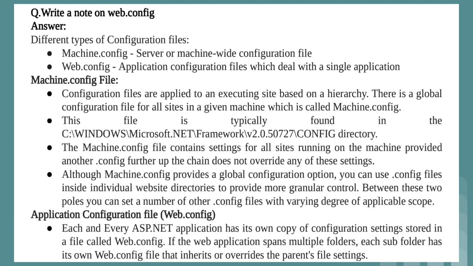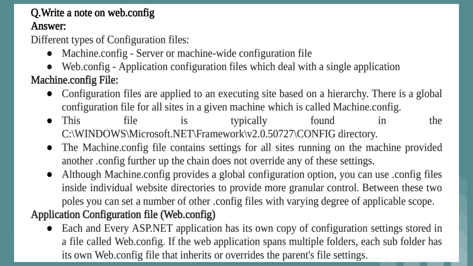So the first file is the machine.config file. Configuration files are applied to an executing site based on hierarchy. There is a global configuration file for all sites on a given machine, called machine.config. Suppose we are working on one project, and all the projects of a specific company are stored in a server. If you want to make configuration settings for all the projects stored in a server or a particular system, then we make use of the machine.config file.